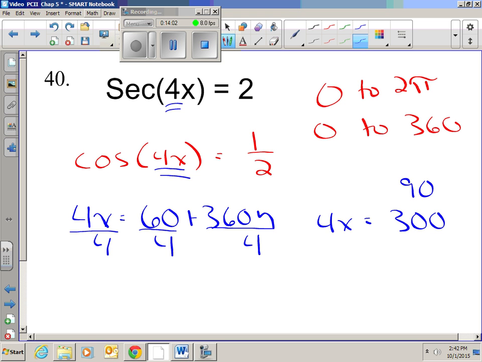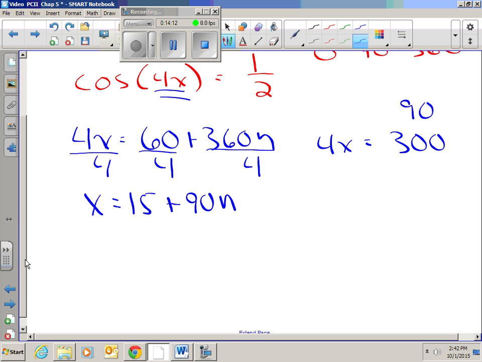When I do that, I can see that I have x is equal to 60 divided by 4, which is 15, plus 90n. So in other words, I'm going to count by 90s until I get above 360. So my answers here are 15 plus 90, which is 105, 105 plus 90, which is 195, and 195 plus 90 is 285. I'm going to get 4 angles as opposed to just 1.